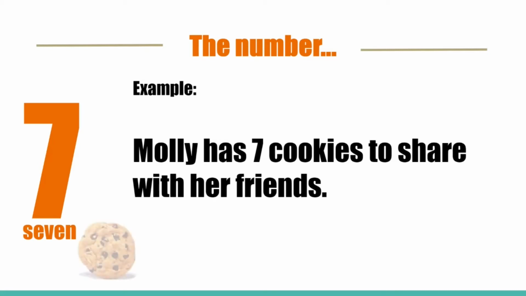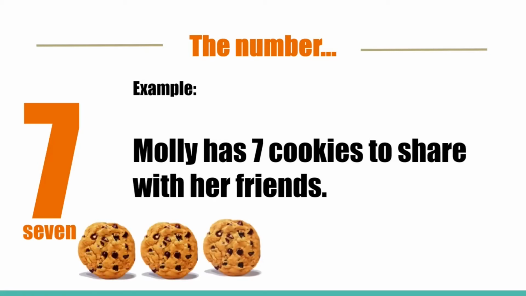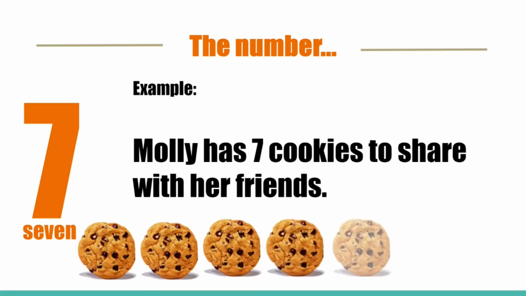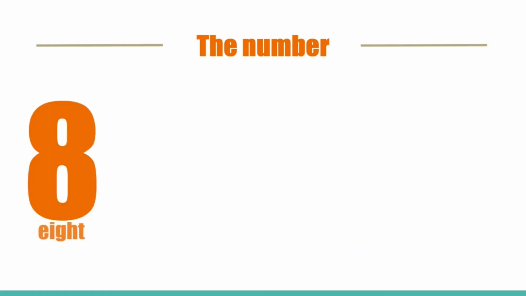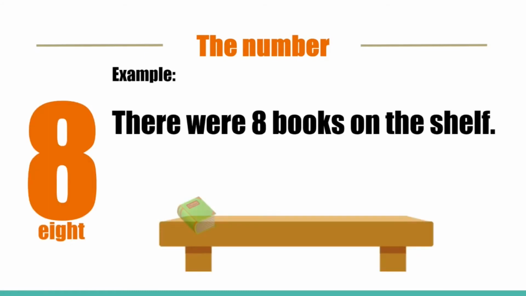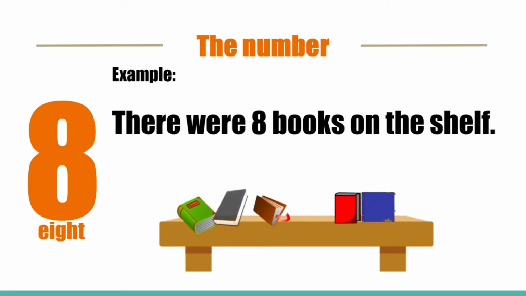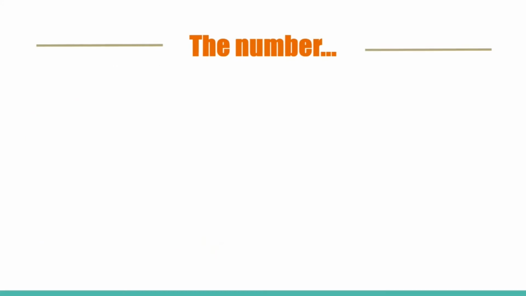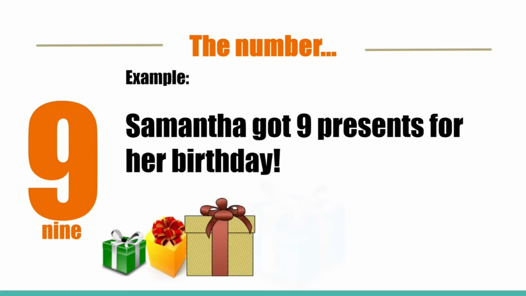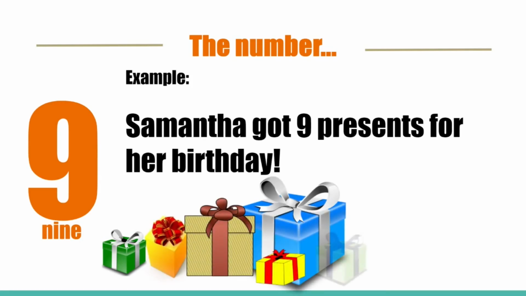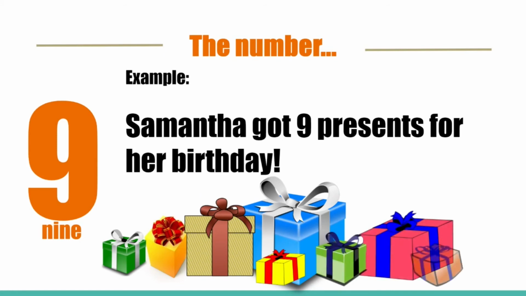1, 2, 3, 4, 5, 6, 7. The number 8. There were 8 books on the shelf. 1, 2, 3, 4, 5, 6, 7, 8. The number 9. Samantha got 9 presents for her birthday. 1, 2, 3, 4, 5, 6, 7, 8, 9.